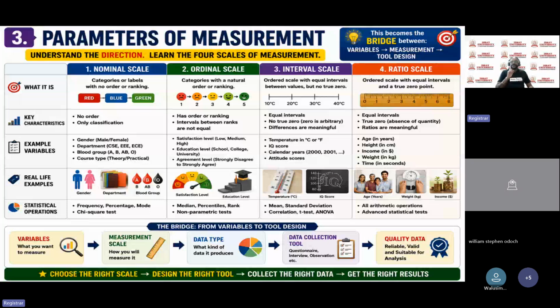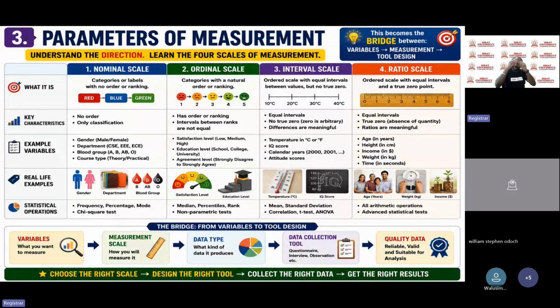Here, there is a true zero. In ratio scale, there is a true 0 point. Intervals are equal, but there is a true 0 point. What is a true 0 point?